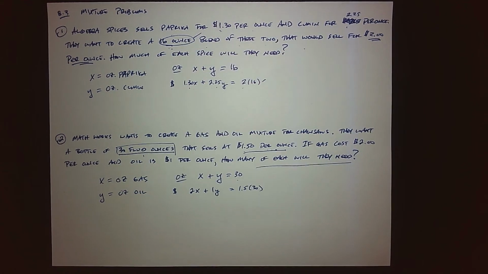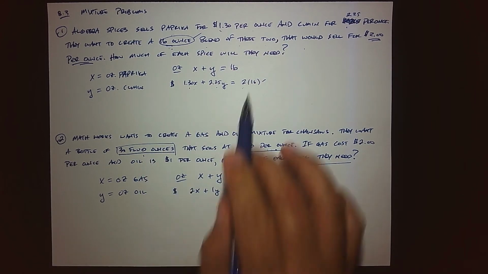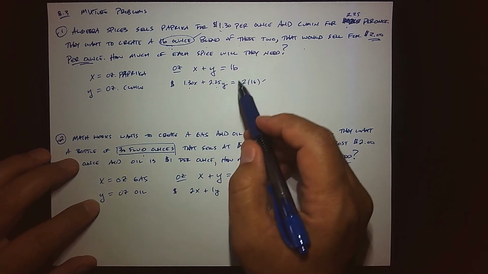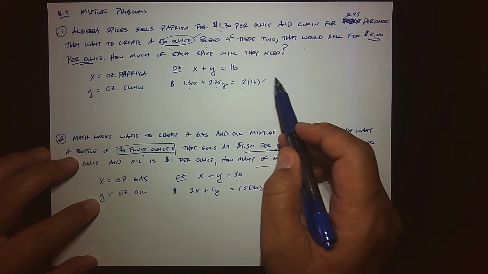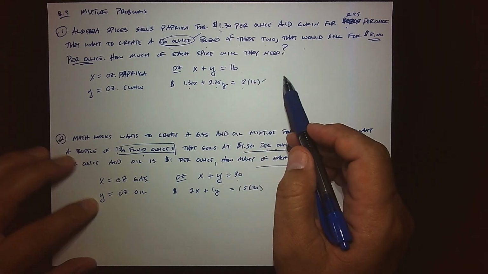Okay, so let's continue to solve mixture problems. So here's an algebra spice problem with the paprika and the cumin. Here was our setup, and how do we solve it? Well, we have a mix and match of things we can do. We can eliminate or we can substitute. So how about I just keep eliminating?